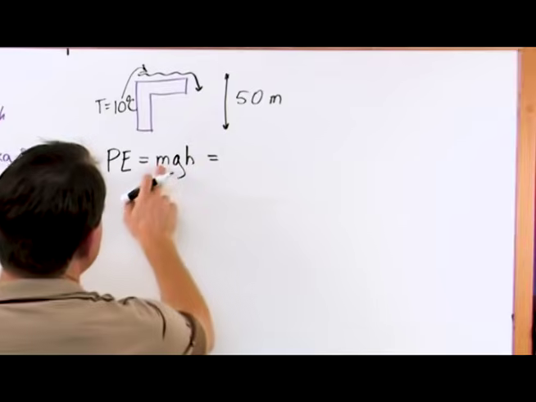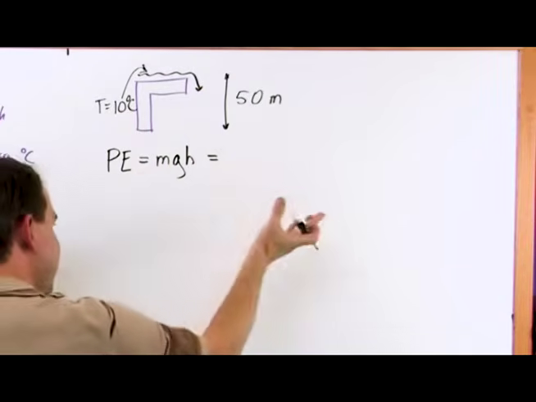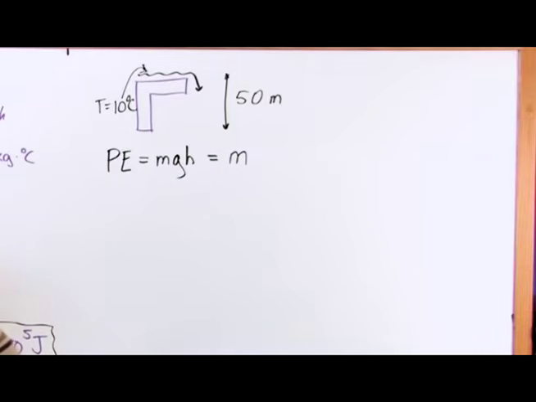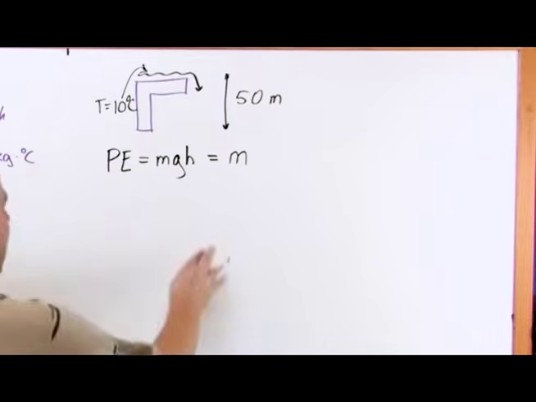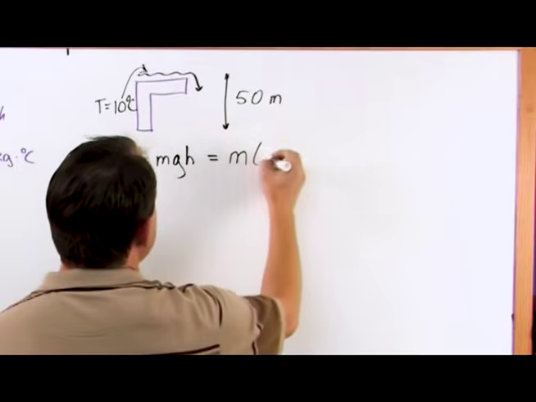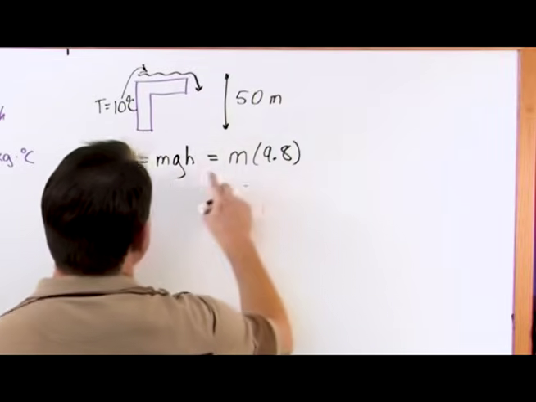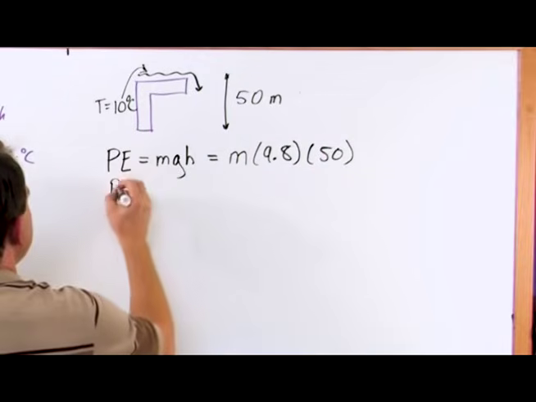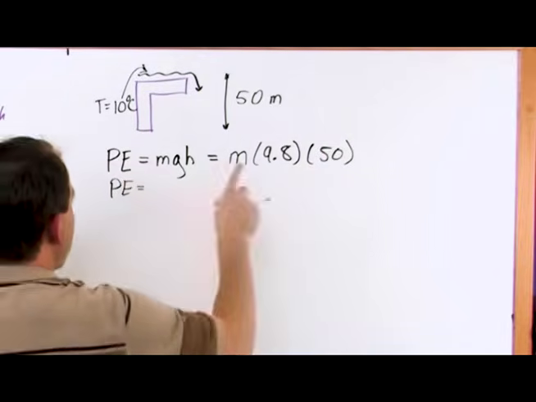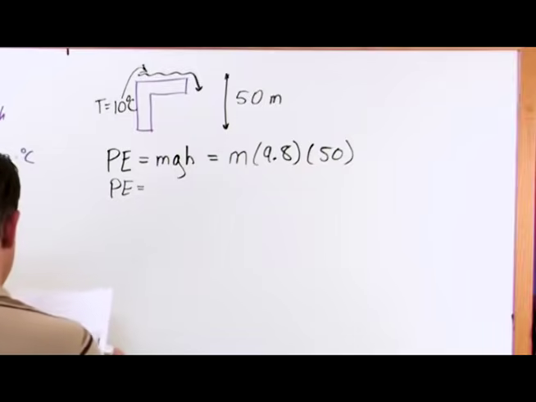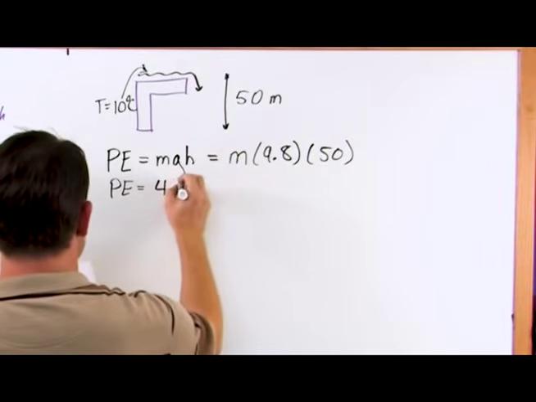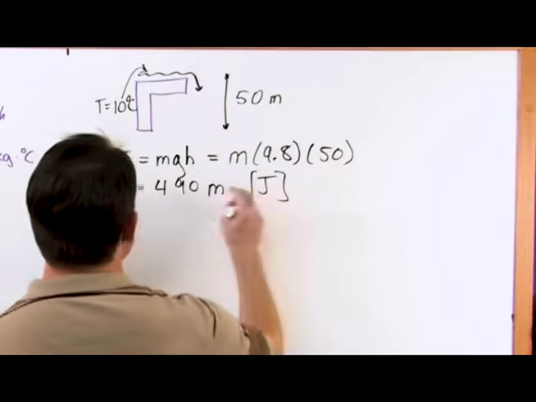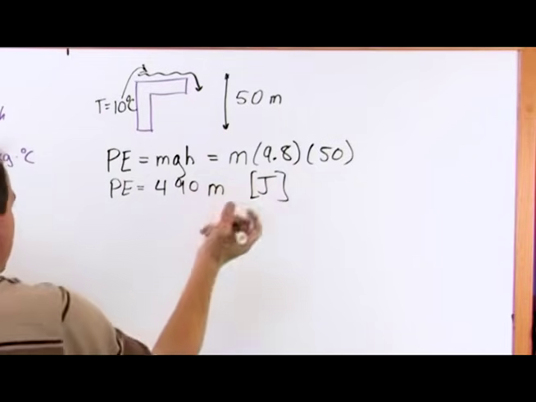So I'm going to tell you this mass is going to cancel, but I'm going to show you how. You're going to leave m in there because that's true. Whatever mass of it is going to matter, but we're going to leave it there because I don't know what it is. Gravity is 9.8 meters per second squared, and the height above the ground is 50. When you multiply these together, the potential energy is going to equal 490 m, and that's in joules. I left the m in there because I don't know what m is.